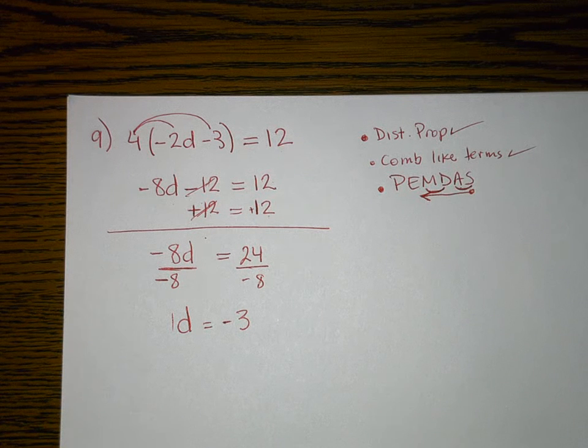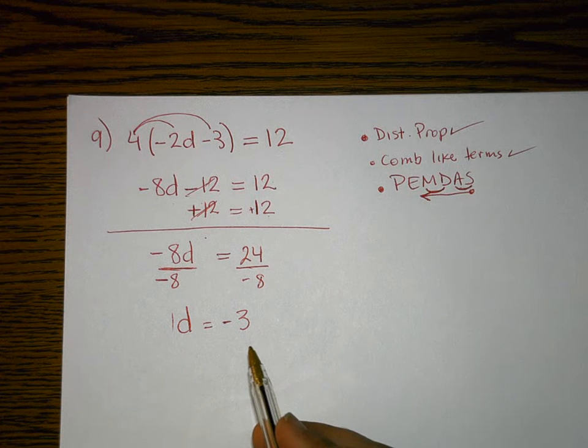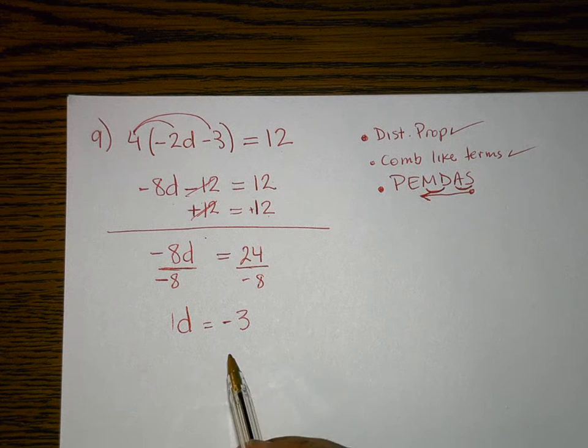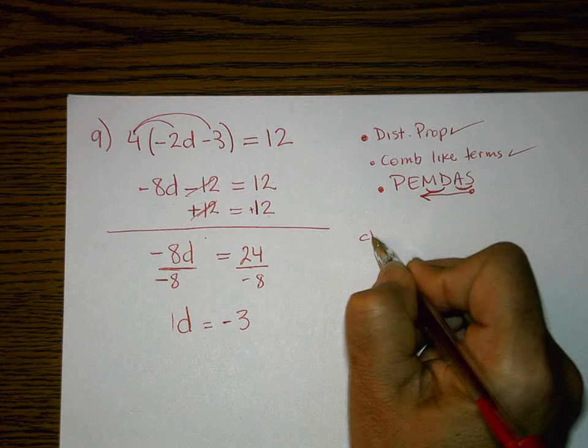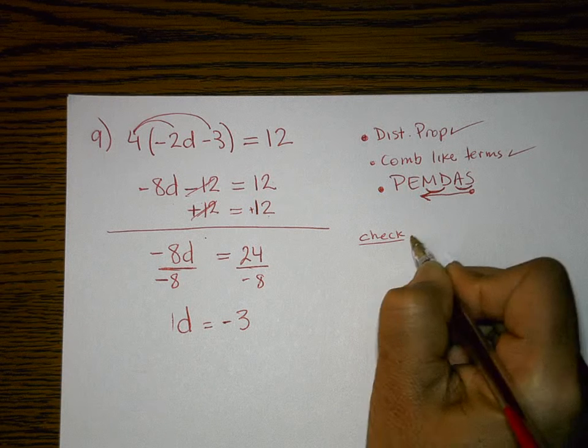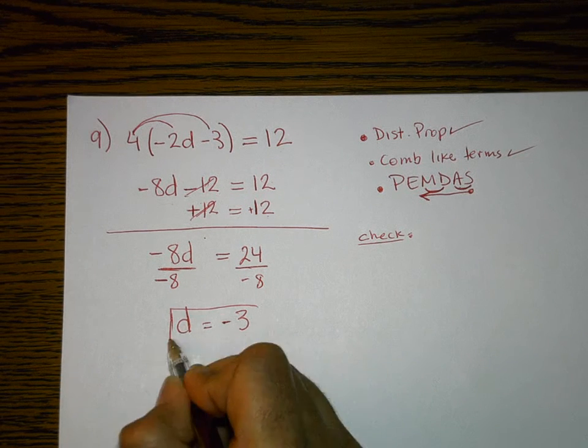And that is my answer. D equals negative 3. Okay? Now, the information here says solve each equation and check your answers. So let's go over here on the side and check it, just to make sure we did it right. We check it by plugging things back in.